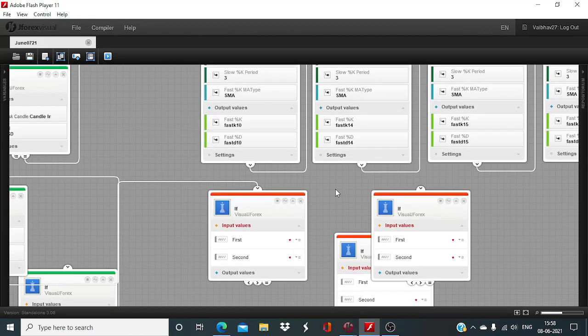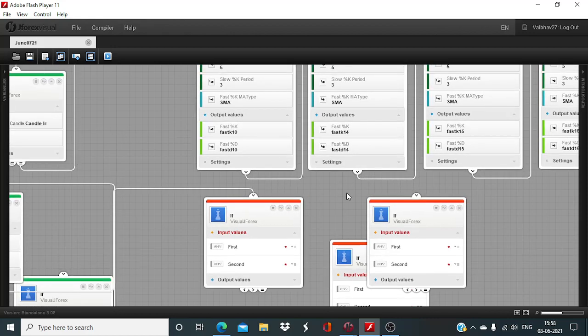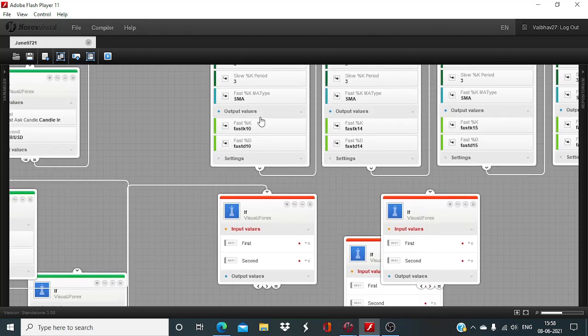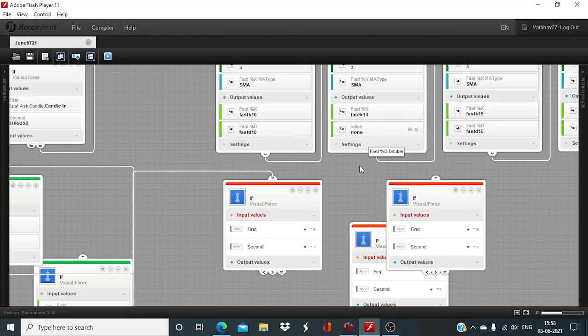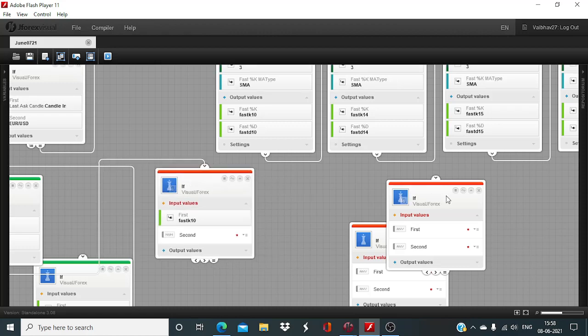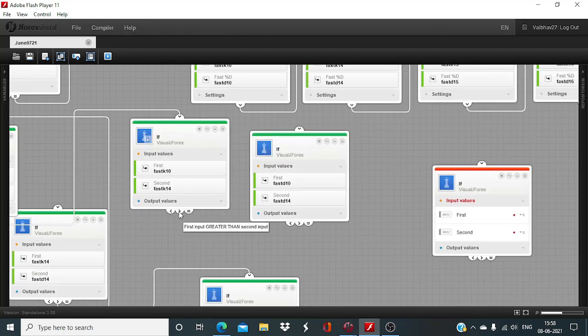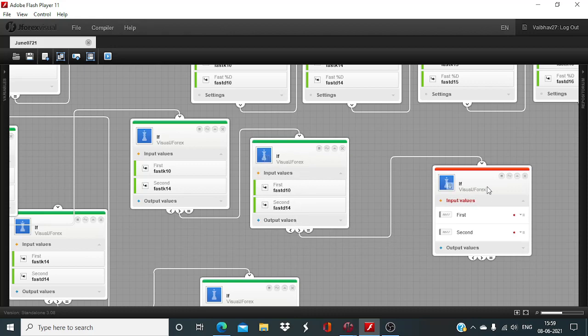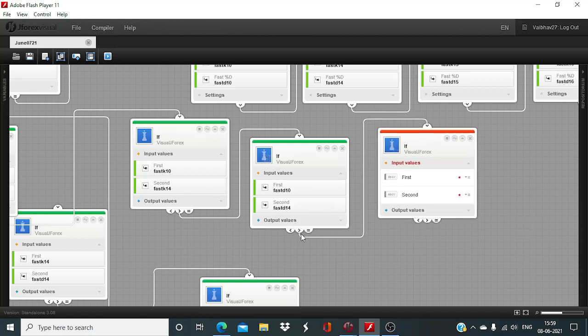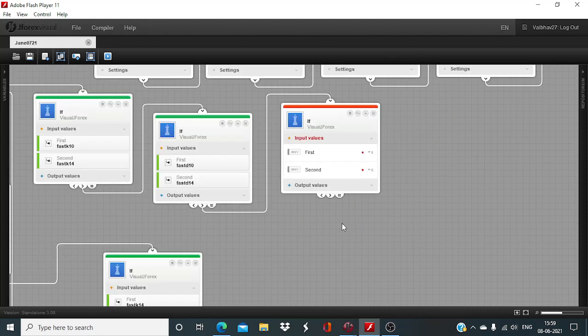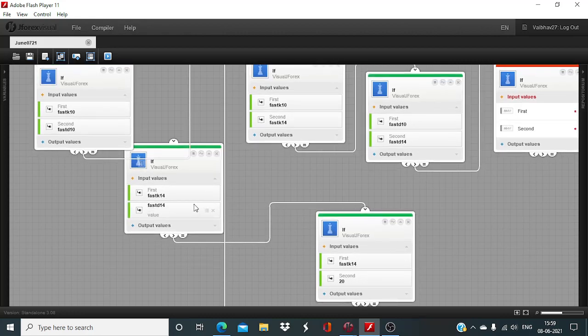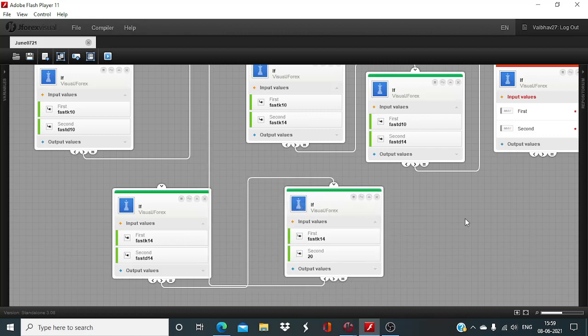And also we will need the current values to be above the last four hour candle values. So we have to compare this fast K10 with fast K14 and fast D10 with fast D14. And in both the cases, first input should be greater than second input. So we have defined these conditions which are dependent on the output for stochastic fast on the 4 hour time period.